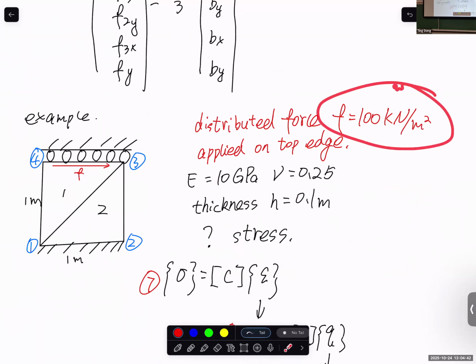From mechanics of materials, just by reading this problem, you know what the stress is. Make sense or not? 10 to the 5th Pascal is 100 kilonewton per meter squared. It's the same. Makes sense. But of course, this is just to help you understand, because FEA is not just math, matrix, and vector operations. I just want to help you understand the physical meaning behind it.